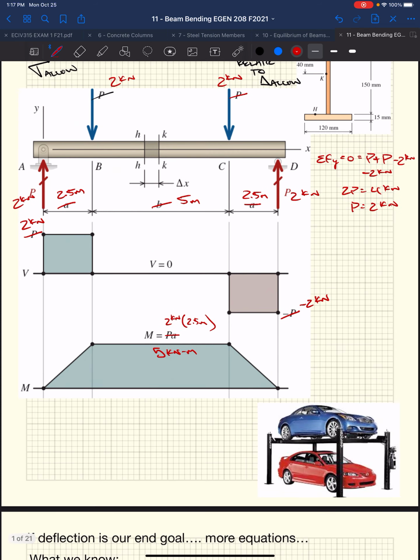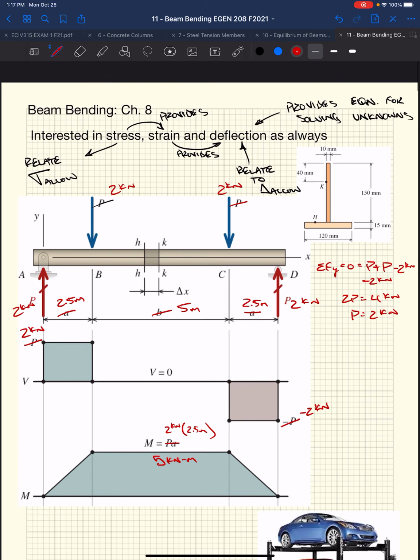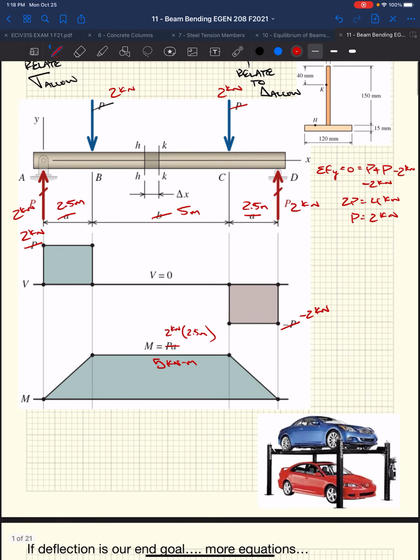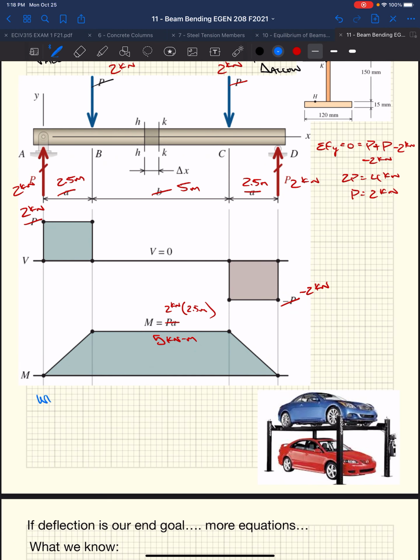So if we were given that, as we just mentioned, we're really interested in stress, strain, and deflection, all of those things. So if we start by looking at stress, right, and we ask ourselves, what is sigma max at top and bottom of this member?